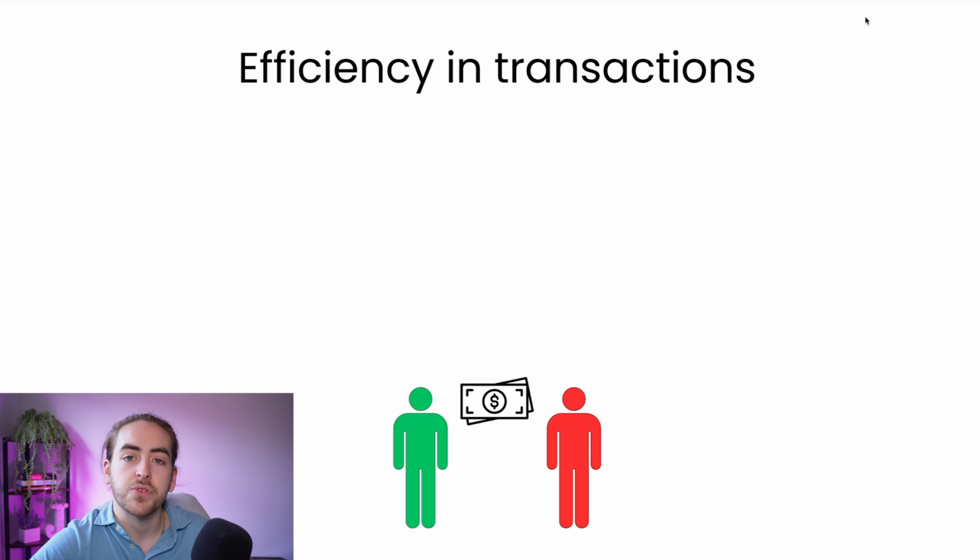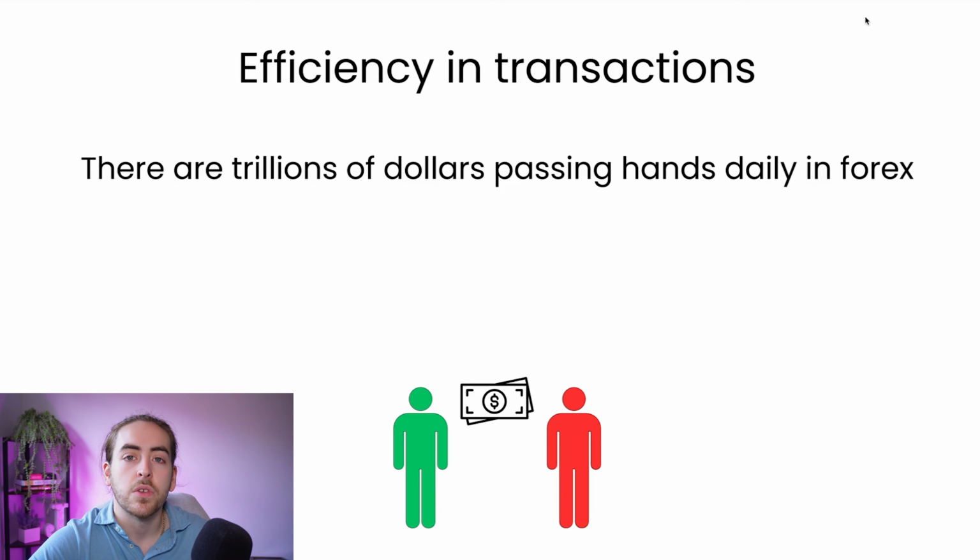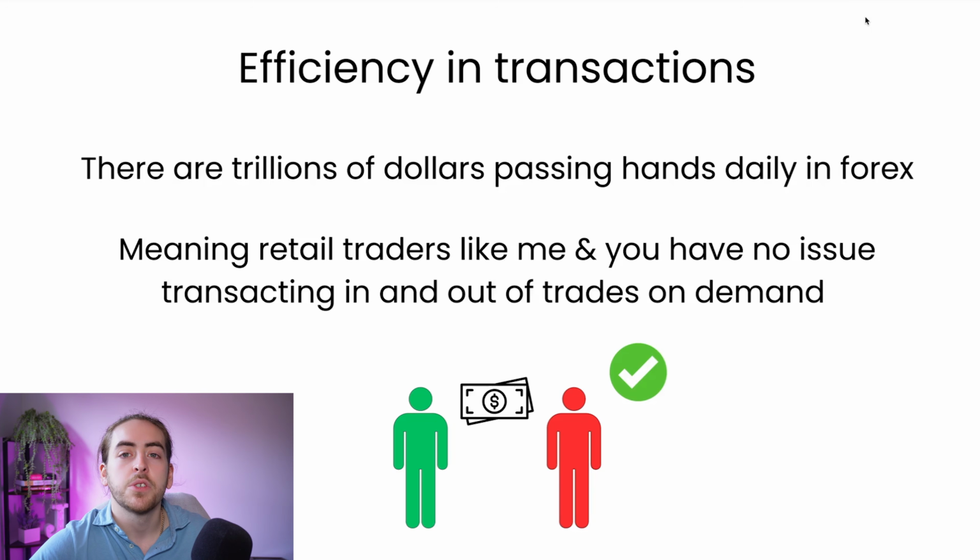Now, generally as retail traders, there is efficiency in the transactions that we take. There are trillions of dollars moving through the forex market every day, which means as a retail trader, like me and you, you'll pretty much have no issue transacting in and out of trades on demand, because your orders are never going to be that big that it stops you from actually selling everything you have or buying everything you have at one given level. Unless you're trading multi-million dollar positions, you shouldn't really have too much of a problem getting in or out of your trades.